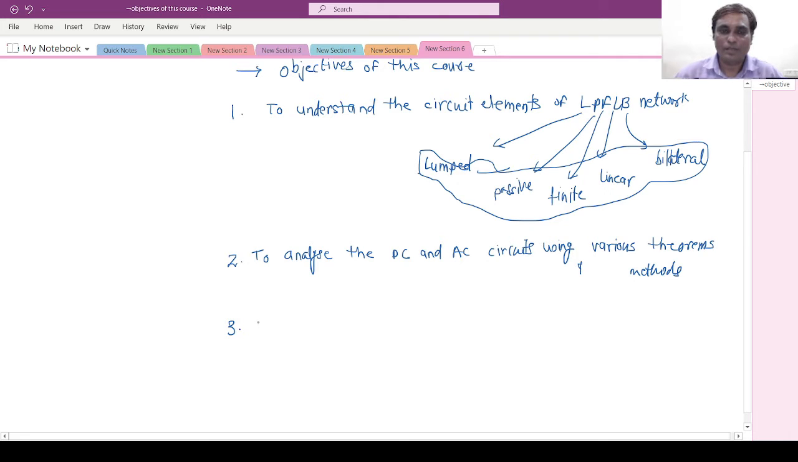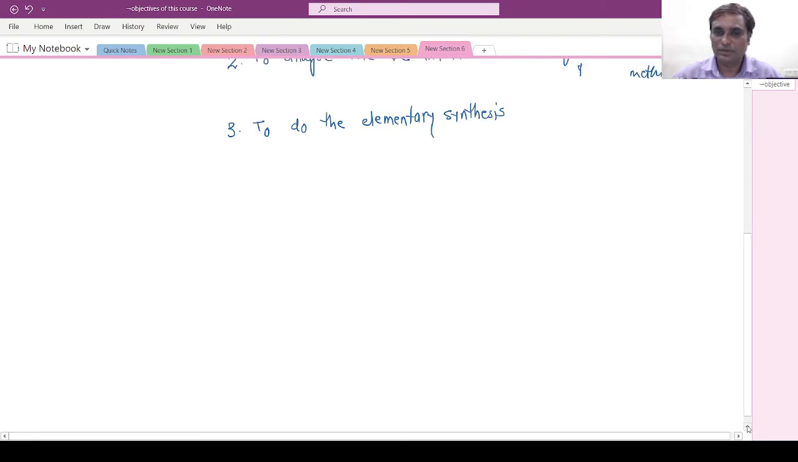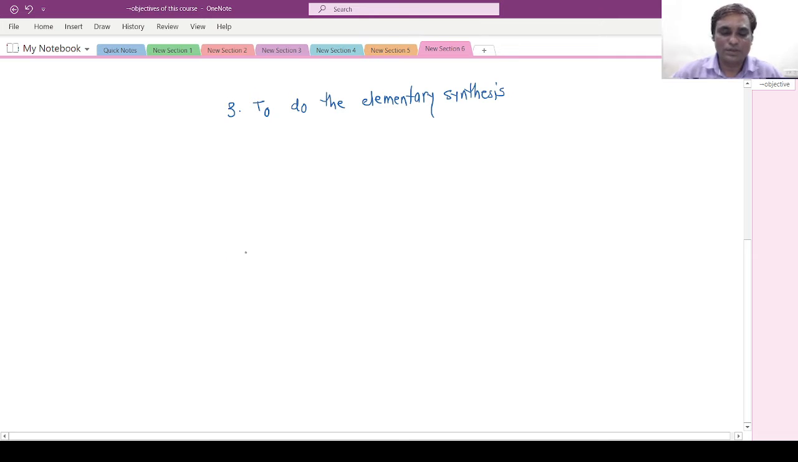Then once we are comfortable with the analysis of circuits, next we will do the elementary synthesis. Okay, so with this we will use fundamental mathematics to express the physical underlying phenomena which will be in an LPFLB network, so that we can analyze and synthesize the given network or circuit.